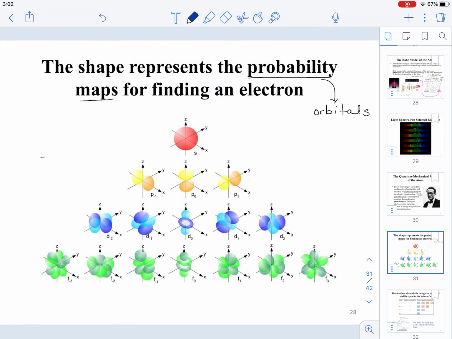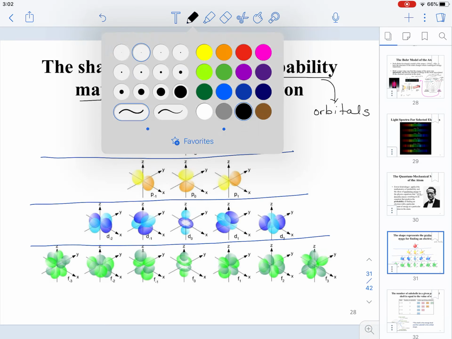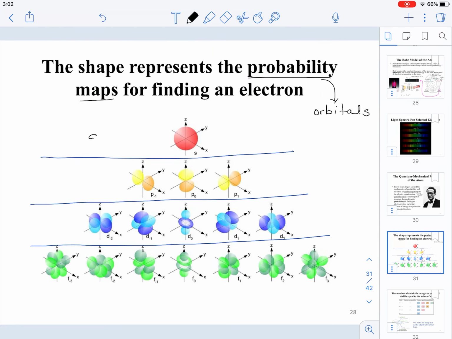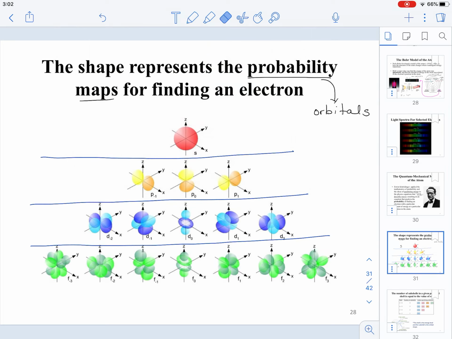As you can see, we have 1 probability map here, 3 probability maps here, 5 probability maps there, and we have 7 probability maps at the bottom. He determined that these are going to have a particular name. And these are the names for these probability maps. We have the S, we have the P, we have the D, and we have the F. Okay, those are our probability maps.